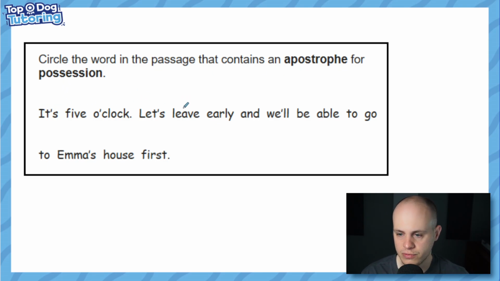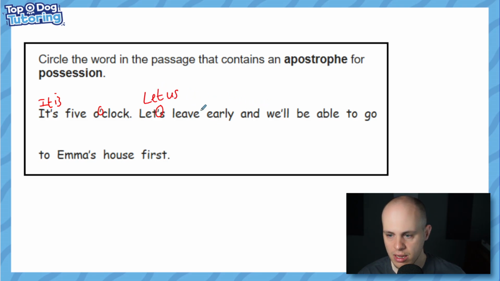Now, we've got lots of apostrophes here, right? You can see one here, here, here, here, and here. So let's study them all. It's just means it is. That is not a possession, that is just a contraction. 5 o'clock, that's just a contraction as well. A very common term we use is o'clock. Let's leave early. This is another contraction. That means let us leave early, okay? And we'll be able to go. So all of these are contractions, which only leaves one more, and let me prove it to you.